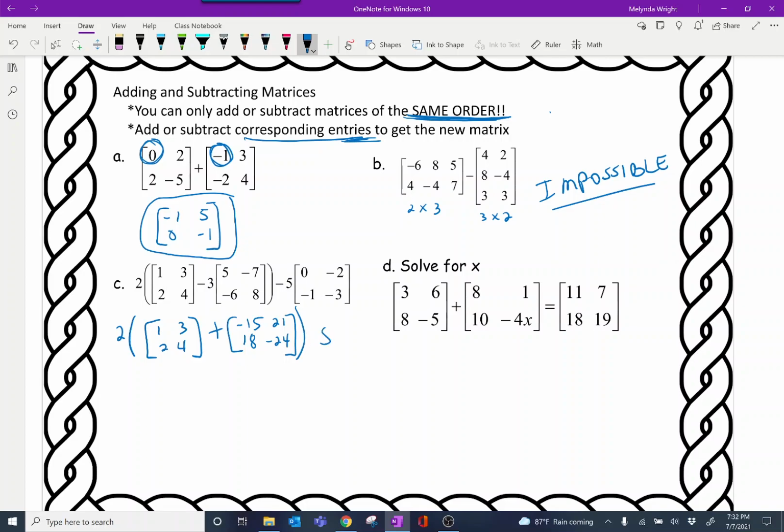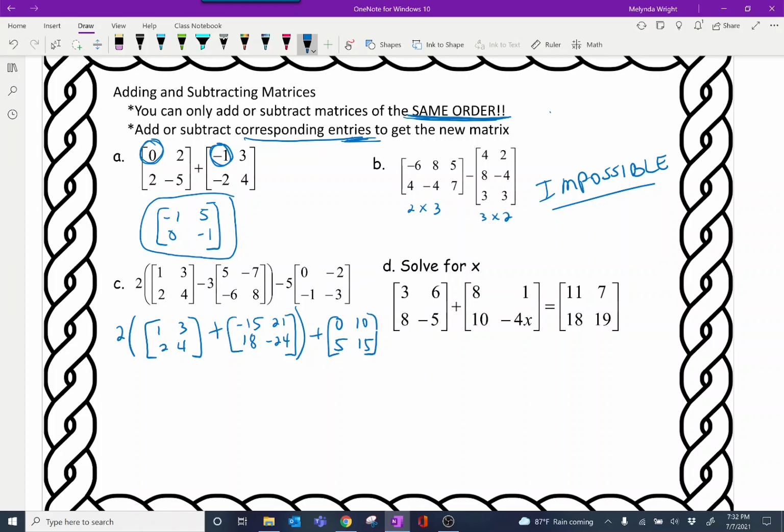And then minus 5. Well, we'll go ahead and distribute the 5. Why not? That looks fun. So negative 5 times 0 is 0. Negative 5 times negative 2 is 10. Negative 5 times 1 is 5. Negative 5 times negative 3 is 15.